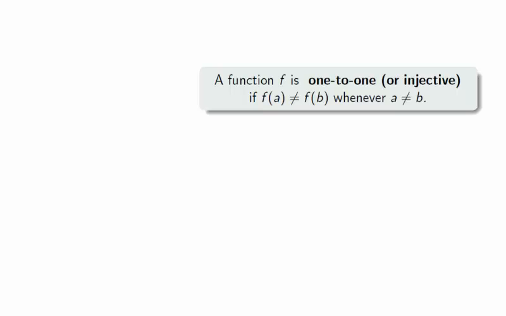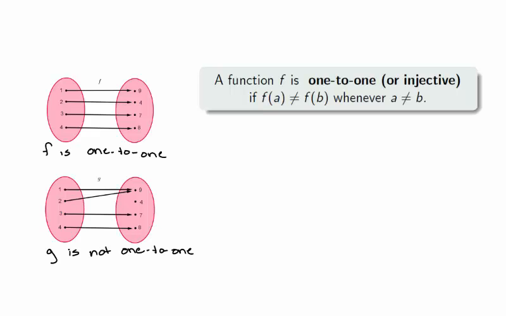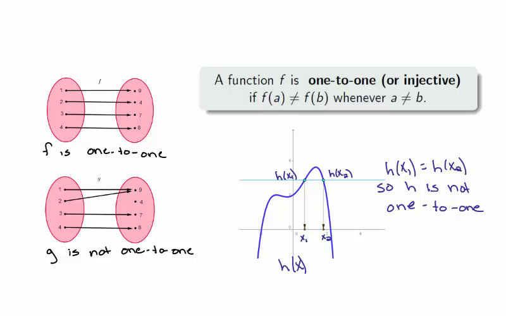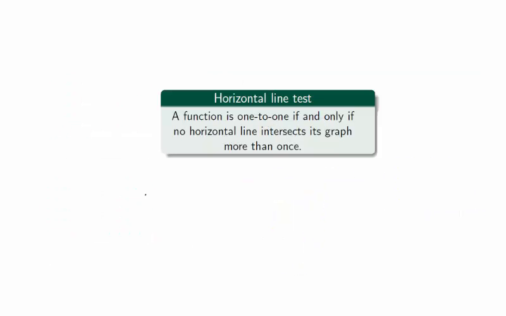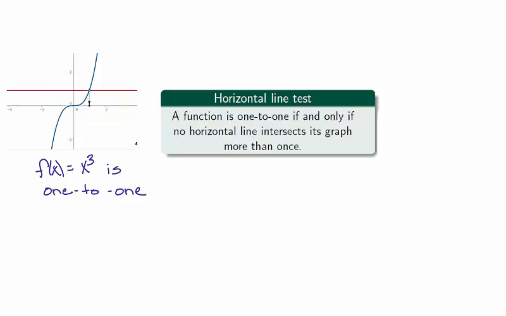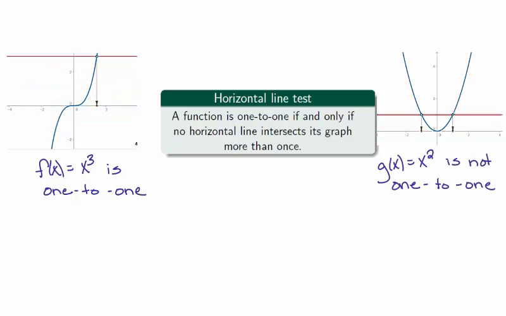A function f is one-to-one, or injective, if f of a does not equal f of b whenever a does not equal b. In other words, the function never takes the same value twice. The following figures show some examples. This concept can be easily visualized graphically. A function is one-to-one if and only if no horizontal line intersects its graph more than once. This is called the horizontal line test. The figure on the left shows a function that passes the horizontal line test. The figure on the right shows a function that fails it.